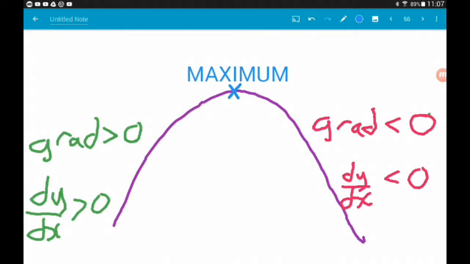So a maximum is the complete opposite. To the left of a maximum, the gradient is positive, so it's greater than 0, until it gets to this point where the gradient is 0, and that will give us our maximum point. Then as soon as we are to the right, the gradient starts to be less than 0, so negative, so the curve starts going down again. So that's what a maximum looks like.